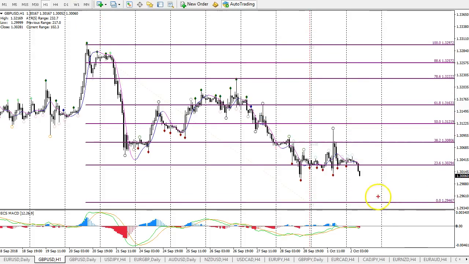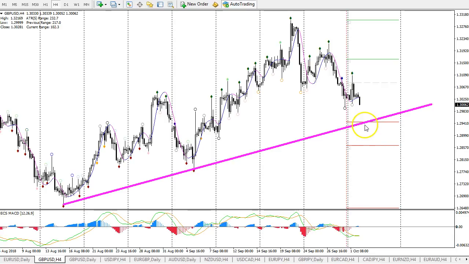If it does reverse there, I would expect the price to move up to the 38, down to the 23, up to the 61, and then down again like this. Another reason why price might bounce at the S1 is this trend line, and that could be a reason for price to make a little bit of a correction still.